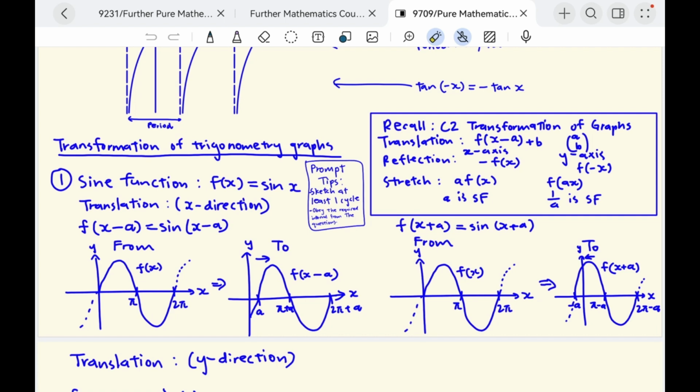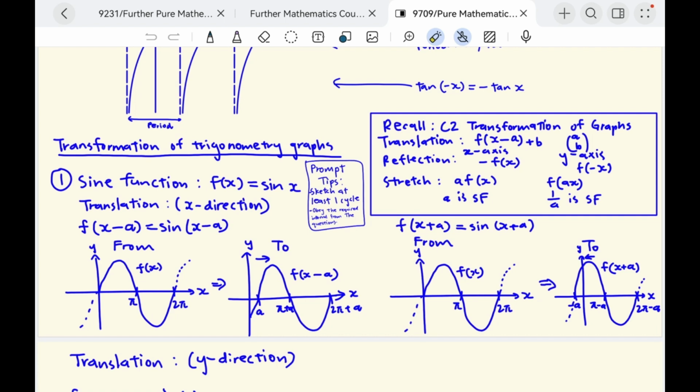Because this f(x) is valid for all types of functions. Alright? Even in the exponential functions. Let's say, okay, this is my best example. So for the translations, what is f(x minus a)? It means the translation of a units to the right hand side. Otherwise, if you put it as positive over here, x plus a, you will move a units to the left hand side.